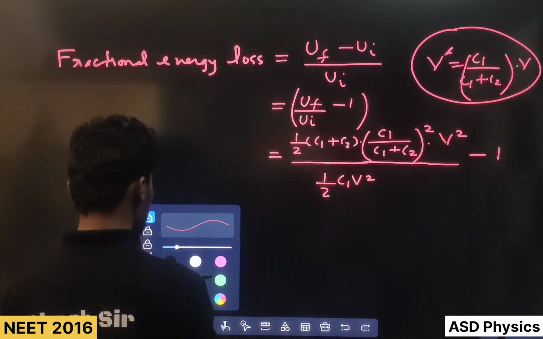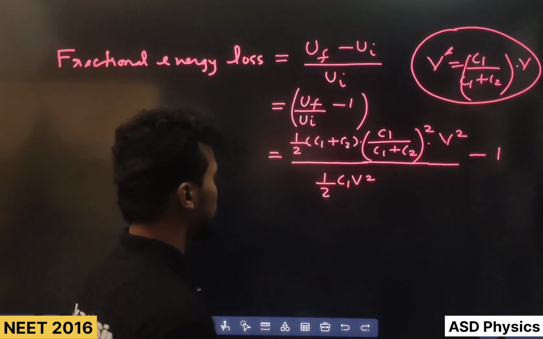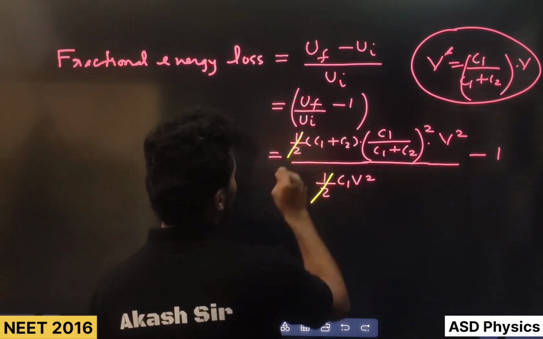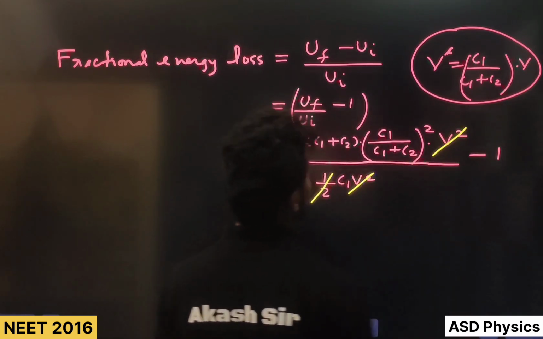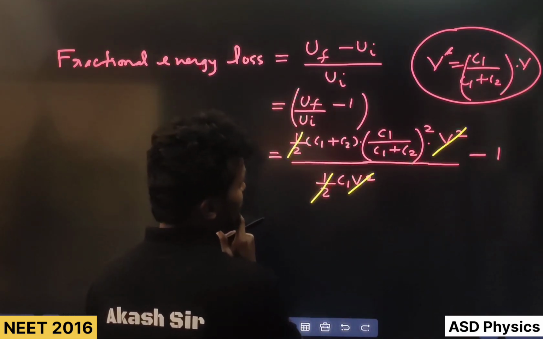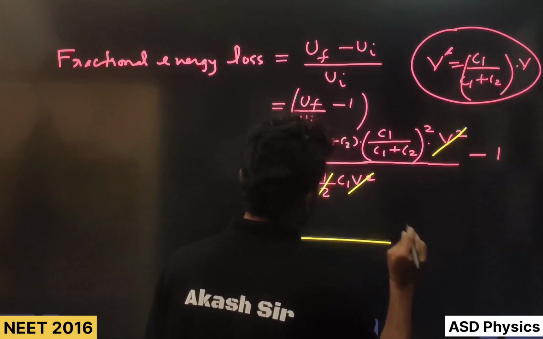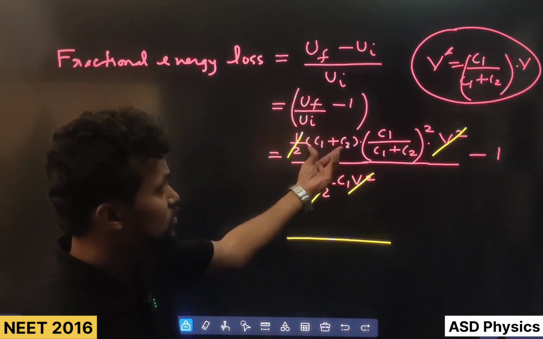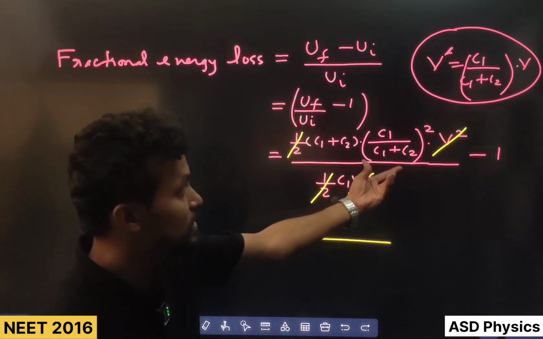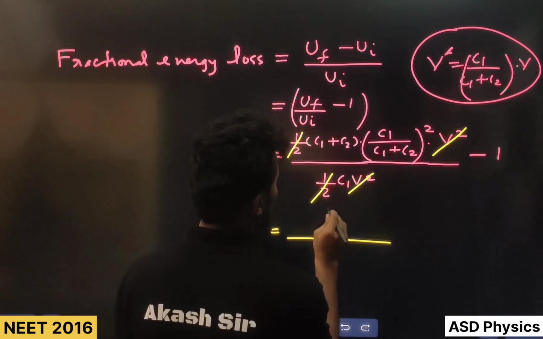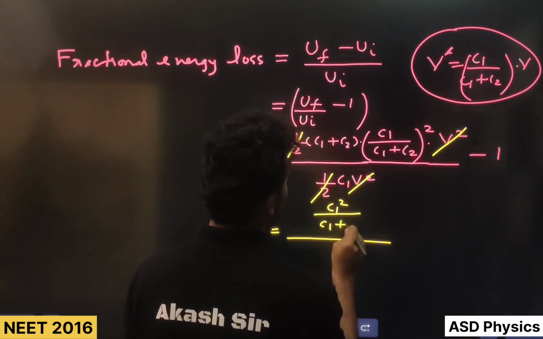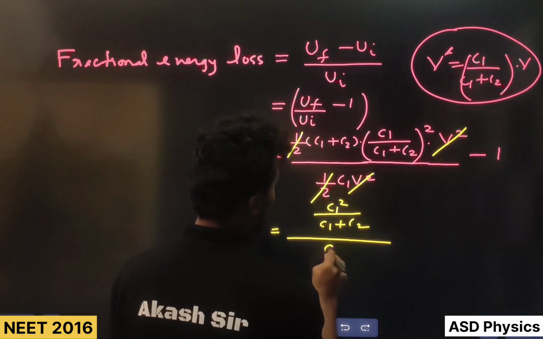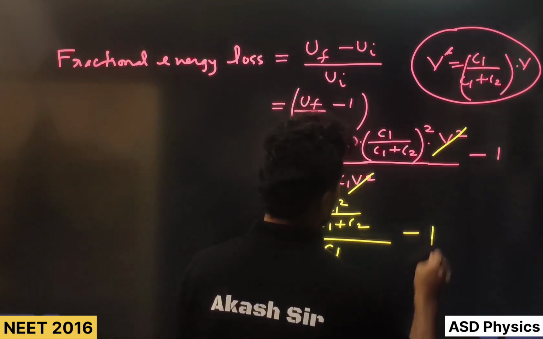Now we have to cancel whatever can be cancelled. This half and this half cancel. After that, this V square cancels. If you see very properly, one C1 plus C2 in the numerator and one C1 plus C2 in the denominator will also cancel out. So this becomes C1 square by C1 plus C2, and by C1 by 1, minus 1.